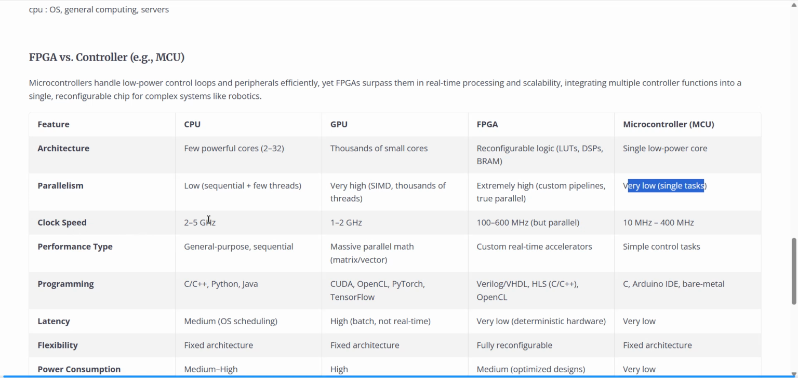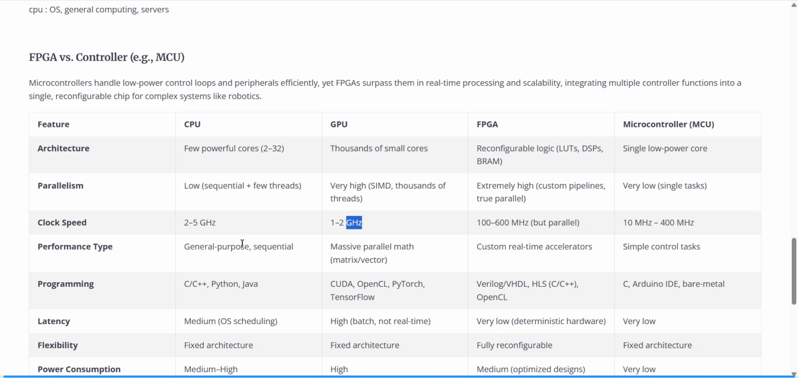The clock speed. The speed of the clock is very high in a CPU, that is 2 to 5 gigahertz. GPU is 1 to 2 gigahertz. FPGA most probably works between 100 to 600 megahertz, but in parallel. So speed is very high. Now the controller is 400 megahertz.